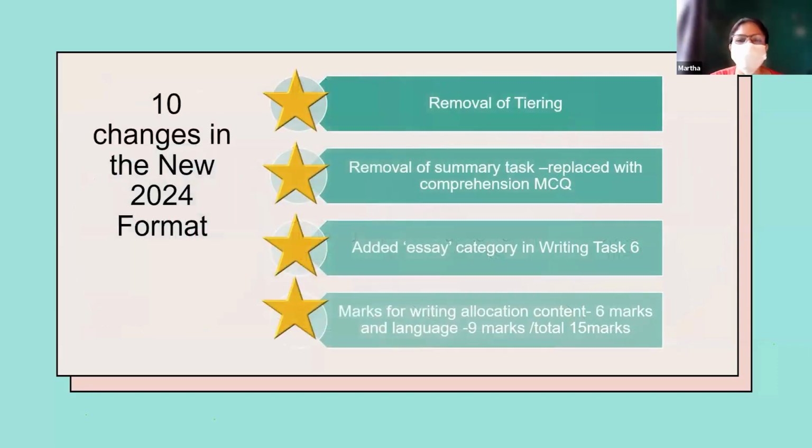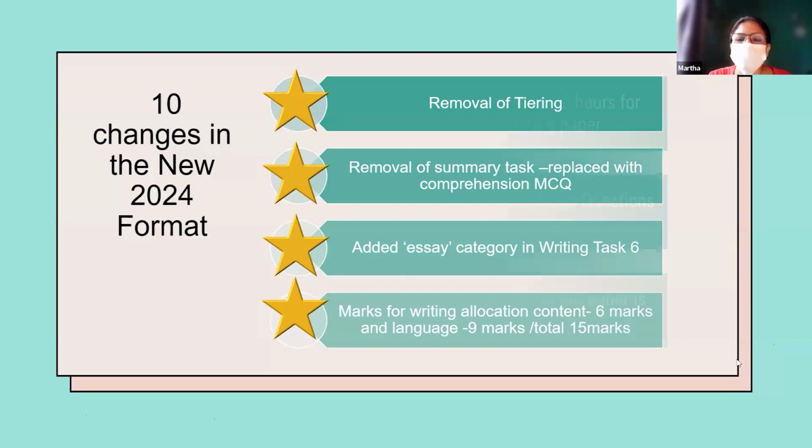For the 1123 paper, there are also some changes, and we have listed the 10 changes here. So there is no more tiering, where the students sit for one paper only with no more core or extended. They have removed that already. There is no more summary task. They have replaced it with the MCQ, right? And then they have added a category now known as essay, which is writing task 6. And then the marks allocation for writing is 15 marks for exercises 5 and 6, unlike the previous one. Okay, so the weightage is also different because the emphasis now is more on language.